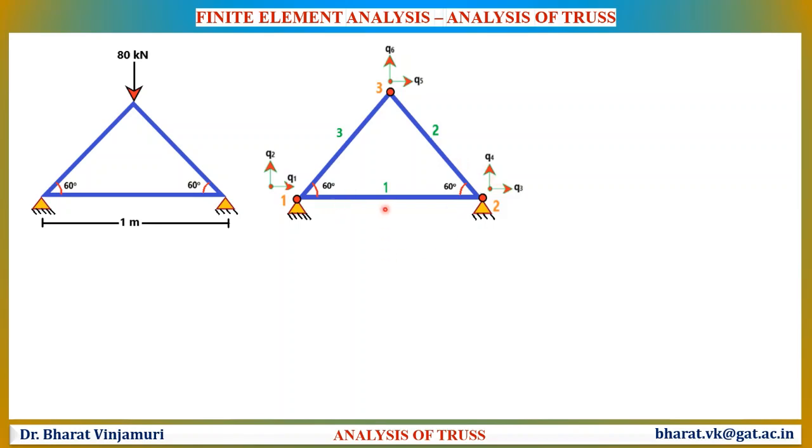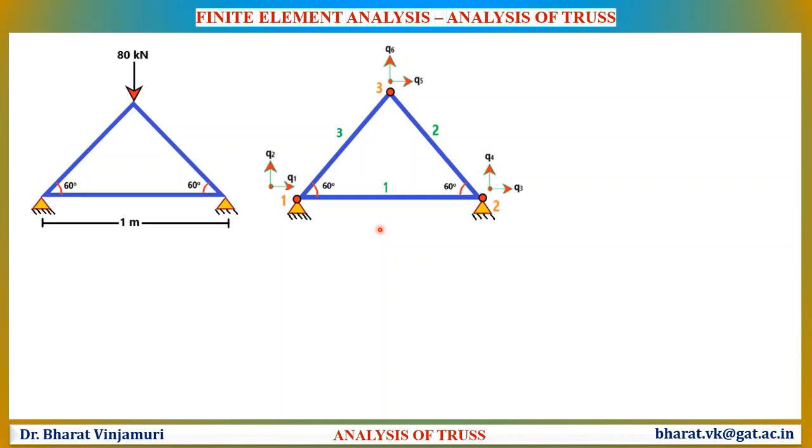Also observe here, the triangle given is an equilateral triangle. So all the sides will have the same length of 1 meter each. The total degrees of freedom for the entire structure is 6. That is, the structure has 2 degrees of freedom at node 1, Q1 and Q2, 2 degrees of freedom at node 2, Q3 and Q4, and 2 degrees of freedom at node 3, Q5 and Q6.